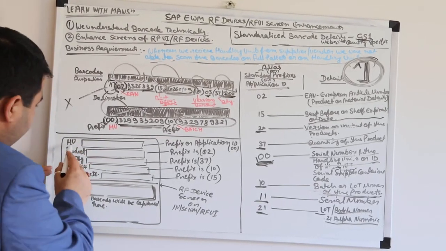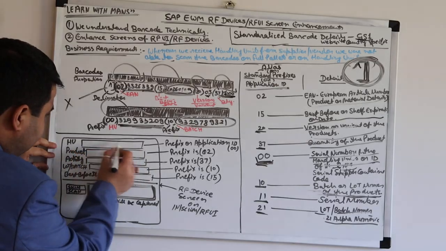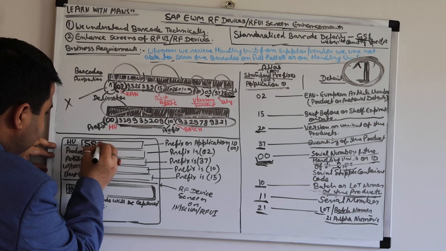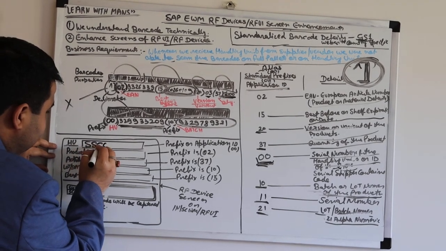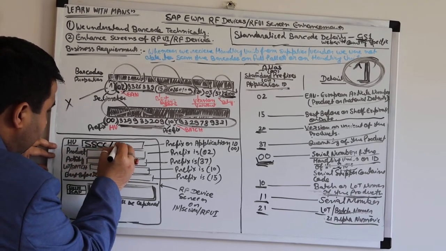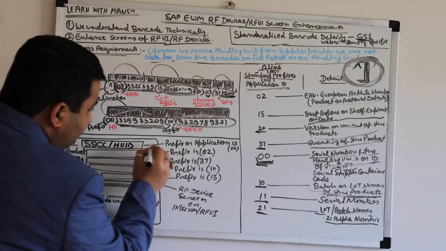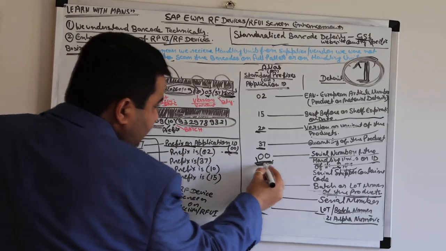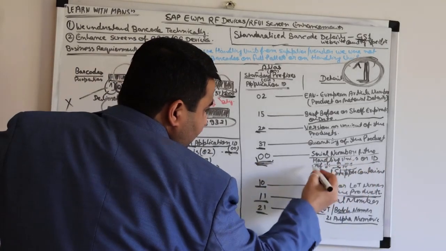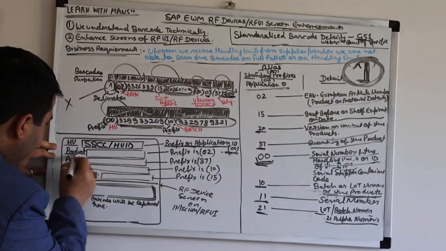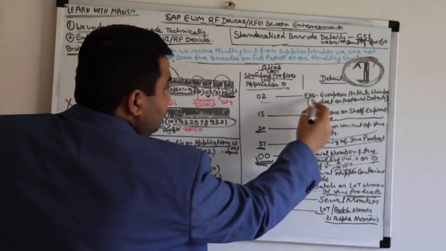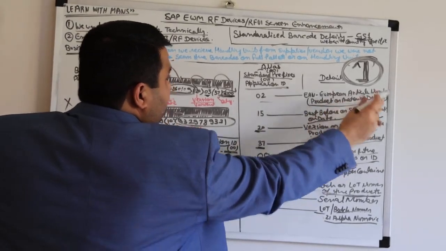The first field is the handling unit, which is the SSCC, the serial shipper container code, or HU ID. The prefix or application ID here is 00. 00 indicates serial number of the handling unit or ID. Then we have the product. Product here has prefix 02. 02 means EAN, European article number, the product or material detail.